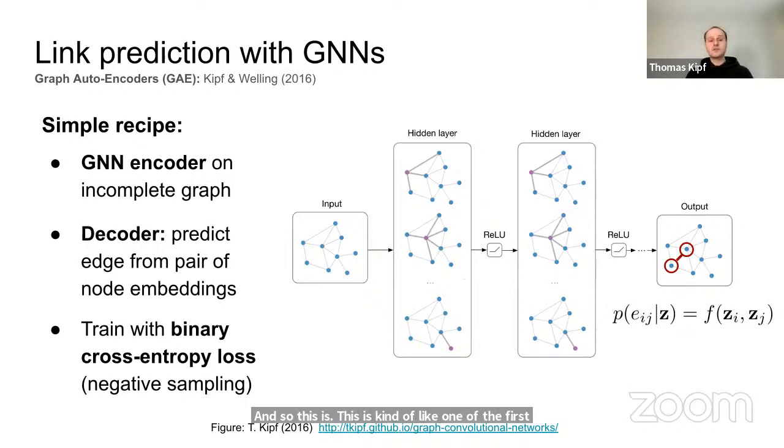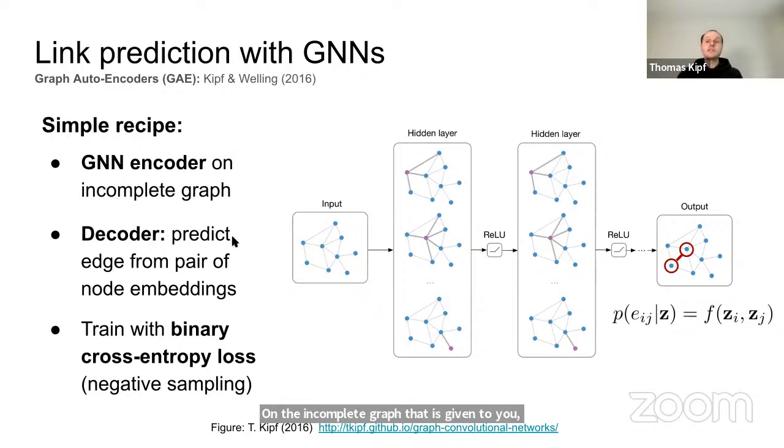Later we also looked at other problems like link prediction, for example. For link prediction with graphs, I don't want to go into too much detail here, but on a high level, the recipe is also very simple. This is what we do in graph autoencoders. You take an incomplete graph, because in link prediction you have a graph which is not complete and you want to predict new links. So you apply a GNN encoder, for example the GCN, on the incomplete graph that is given to you.